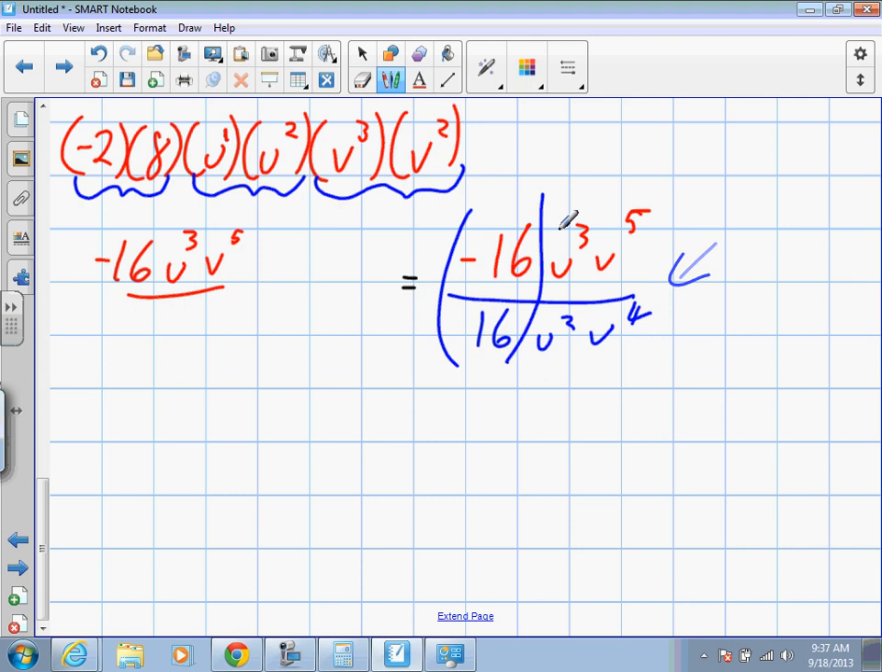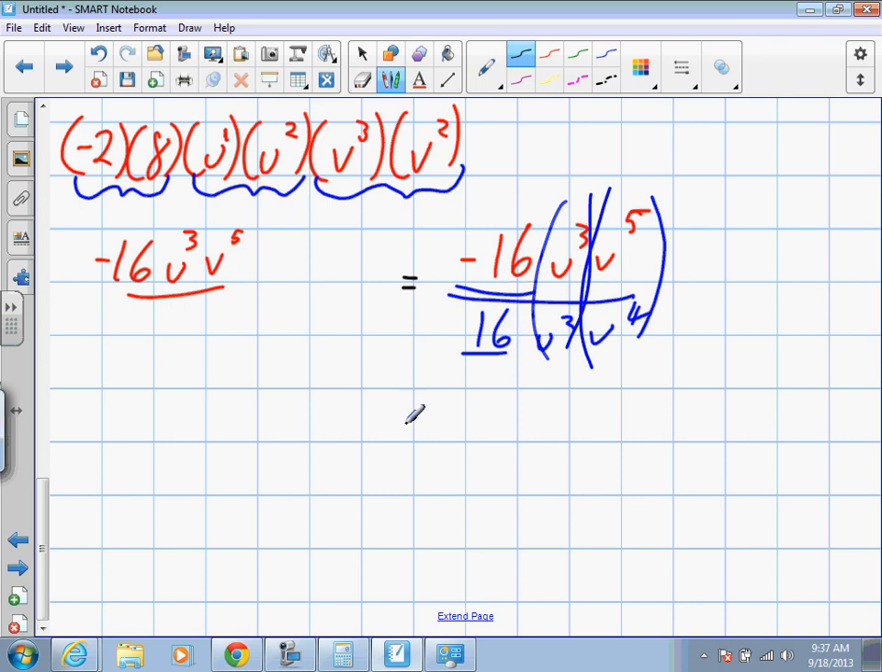What is negative 16 divided by 16? Negative 1. So I'm just going to write it in black now. What is u cubed divided by u squared? Yeah, and how did you get that? We subtracted, 3 subtract 2. And what about v5 divided by v4? That's right, it's v to the power of 1. Now, here's a funny question. Do I have to write those 1s in? No. I can just write it as uv.